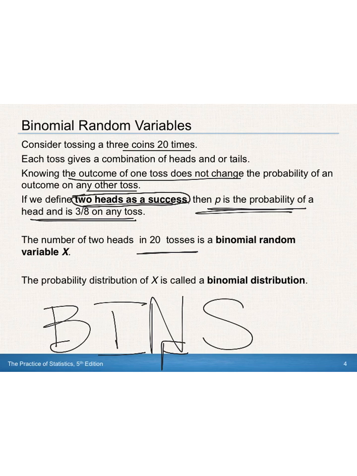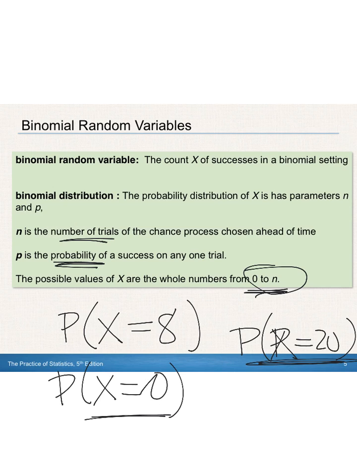Then from there we can start looking at specific values of x. We had 20 trials, but we might be interested, for example, in what's the probability that 8 of those 20 have 2 heads. And that's the kind of question that we might be looking at.